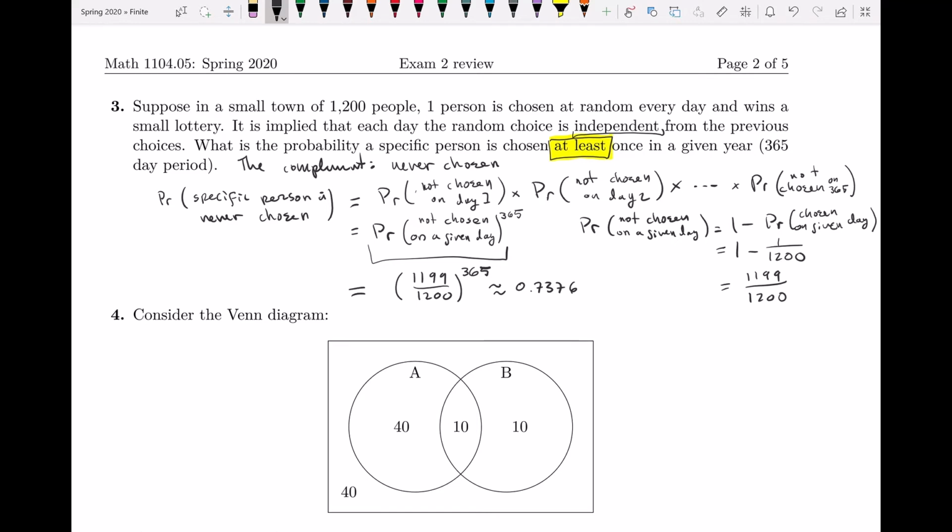And so then the probability that they are chosen at least once is the complement of this. So then probability chosen at least once equals 1 minus 1199 over 1200 to the 365, roughly equals 0.2624. And that's our final answer.